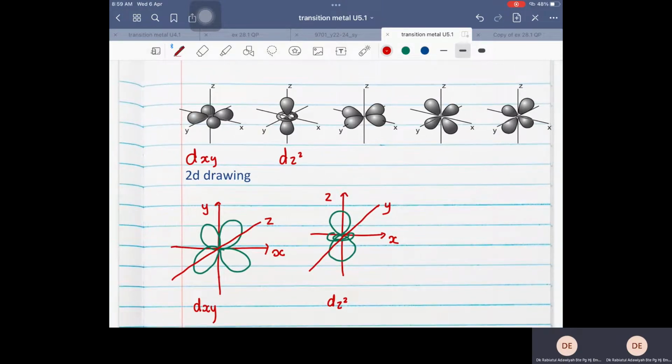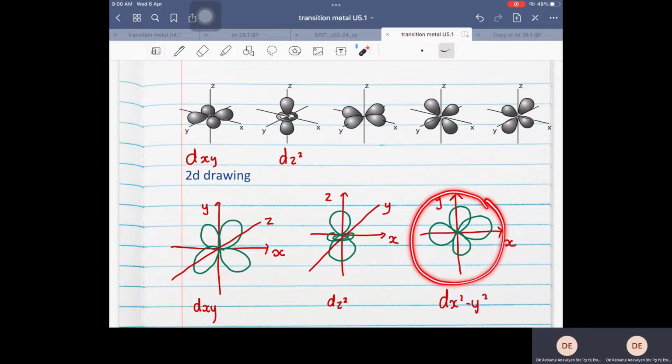Next is dx square y square. Same thing. X-axis and y-axis. This time I am looking at x square, y square, which sits on the axis. That means my orbital will be on the line. So please take note of the difference between dx square y square and dxy. They're slightly different. The missing axis is my y.